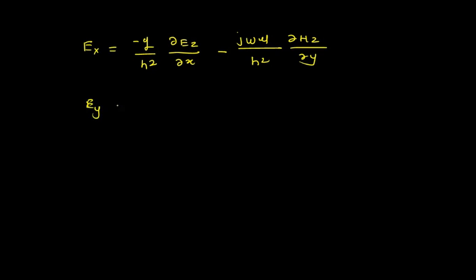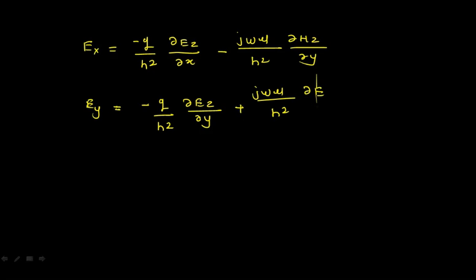Similarly, your ey component will be minus gamma by h square d of ez, the only difference will be ey dy here. Minus की जगह पे plus आएगा, j omega mu by h square d of hz divided by d of x. This is your ey component.